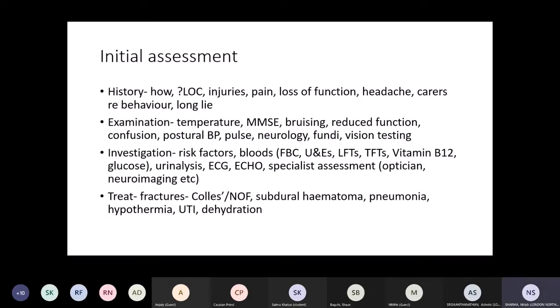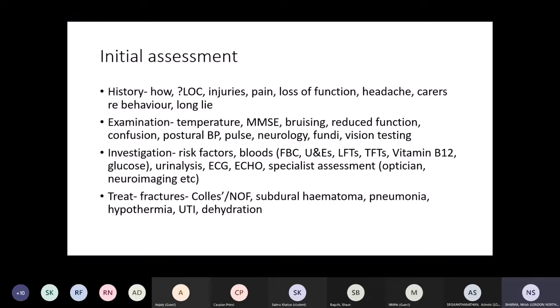Postural hypotension, very important. So whenever a patient comes with a fall, this is the first thing you should do. With the obs, you should have a lying and standing blood pressure. Pulses, neurology, a fundus examination, very important to look for any intracranial reason or neurological reason. Vision testing, very important to rule out any mechanical reason for a fall.